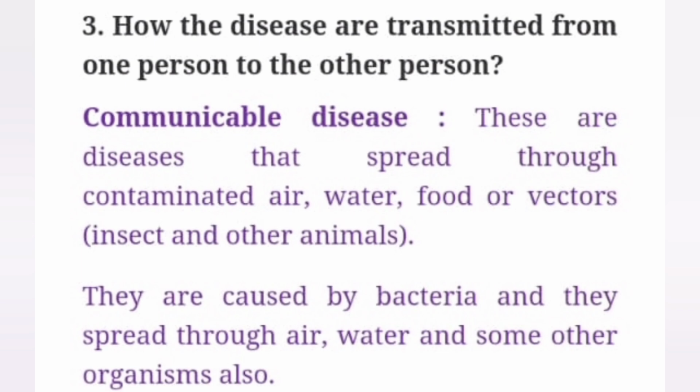First one, communicable diseases. These are diseases that spread through contaminated air, water, food or vectors, insects and other animals. They are caused by bacteria and they spread through air, water and some other organisms also.